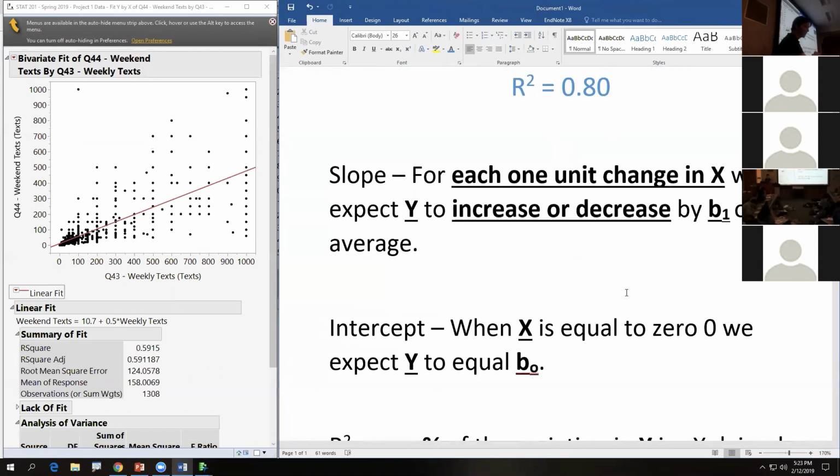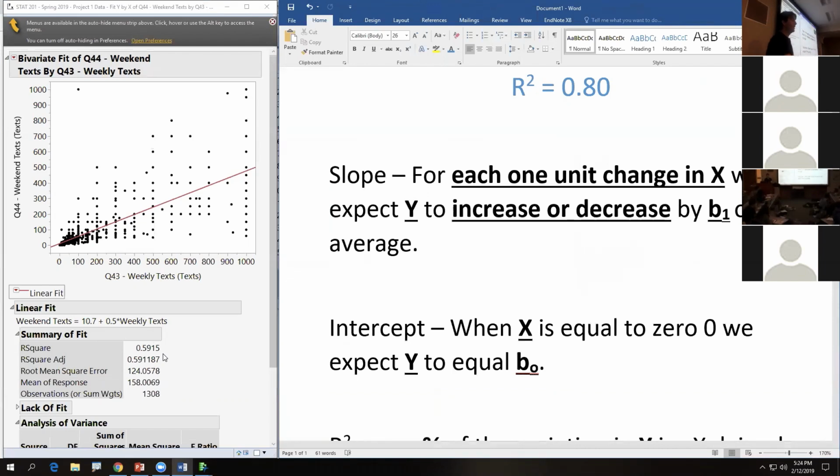Go ahead. When weekly texts are 0, we expect weekend texts to... Which one's the intercept of these values? Bingo. When weekly text, when x is equal to 0, we expect weekend text to be equal to 10.7. And do you think this makes sense? Or did you have a follow-up question? Yeah. Go ahead.